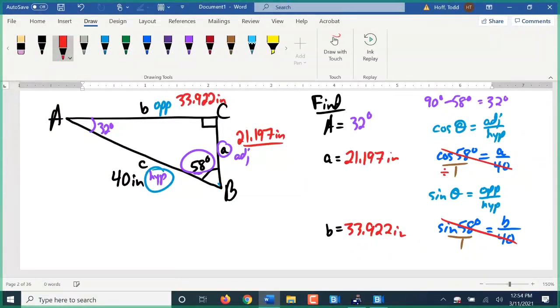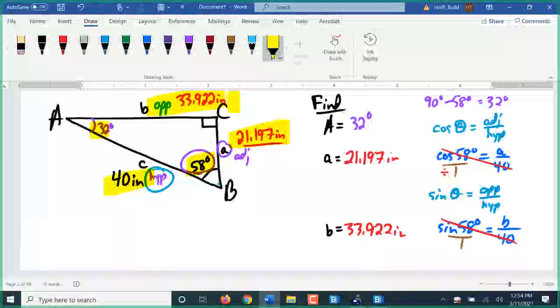Once again, we should check to make sure this makes sense. Angle B is larger than angle A, so it makes sense that this leg, B, is much larger than leg A. Also, this is like 34 plus 21, which is 55. That is bigger than the hypotenuse. The hypotenuse is still the longest side, but the two legs add up to be larger than the hypotenuse, which is something we need to happen for this triangle to work.